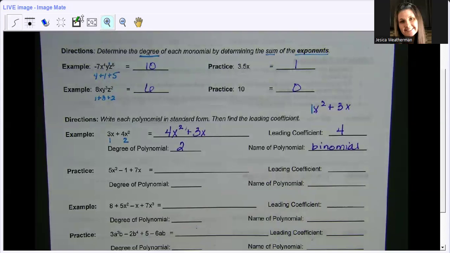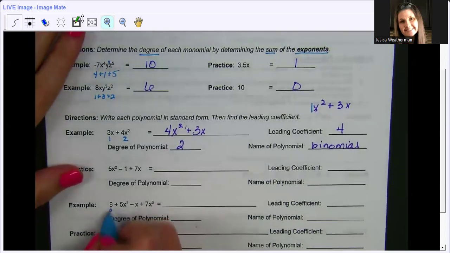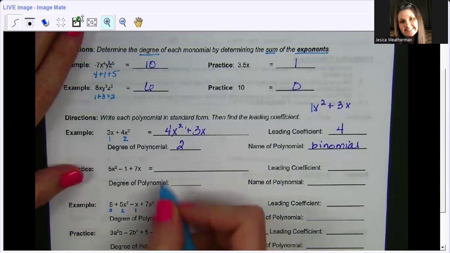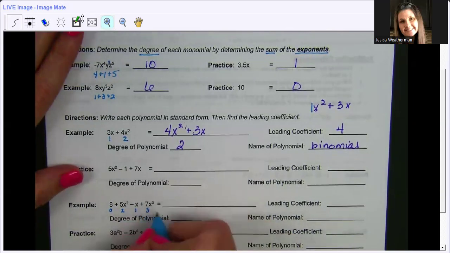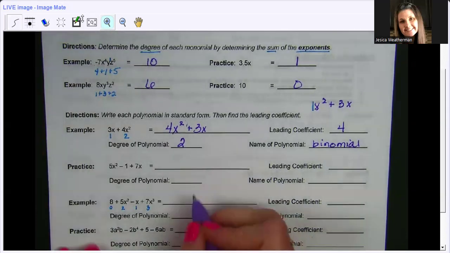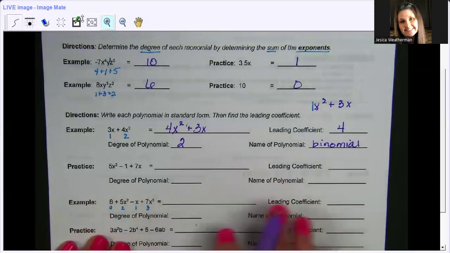The first thing you want to do is total up all of the degrees of the polynomial. This has a degree of 0, 5x squared has a degree of 2, negative x has a degree of 1, and 7x cubed has a degree of 3. So now I'm going to write it in standard form based on the degrees. Make sure you take the sign in front of it when you rewrite it, okay?